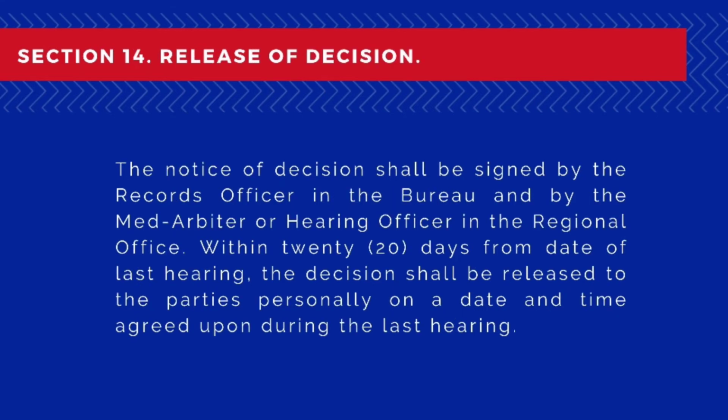Section 14. Release of decision. The notice of decision shall be signed by the records officer in the Bureau, and by the med arbiter or hearing officer in the regional office. Within 20 days from date of last hearing, the decision shall be released to the parties personally, on a date and time agreed upon during the last hearing.